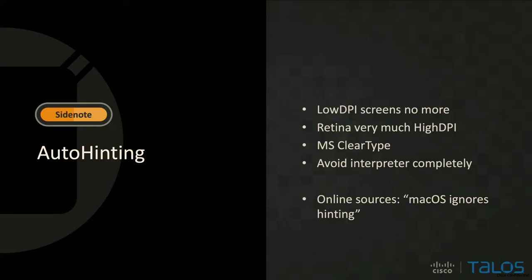Windows has a technology called ClearType. There were a couple of online sources that say macOS outright ignores the interpreter or ignores hinting. I couldn't find an actual source for that claim, but it boils down to the fact that if you want to render fonts as fast as possible, you want to avoid invoking the interpreter as much as you can, because that's a slow path. Your heuristic might be faster.